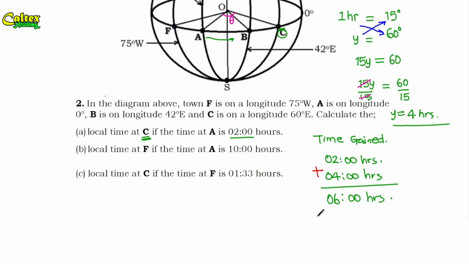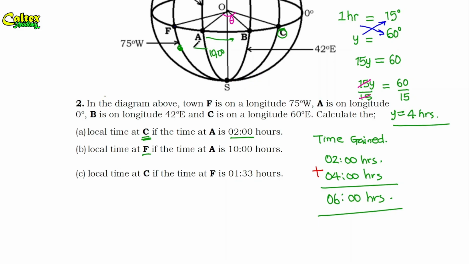What does this mean? It means that if the time at A is 2 hours, then the time at C must be what? 6 hours. So for that case, that is how time zone works. So let's move on to the next question, that is part B, and it says, well, to calculate the local time at F, and our F is this line here, this longitude, if the time at A is 10 hours. So our time A here is 10 hours.